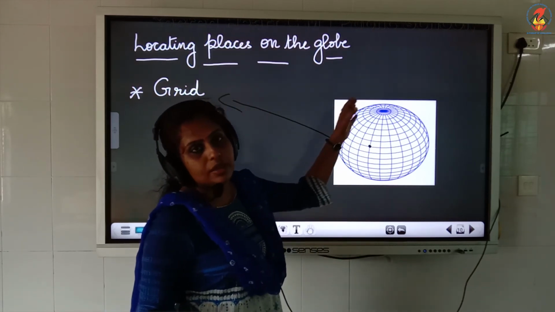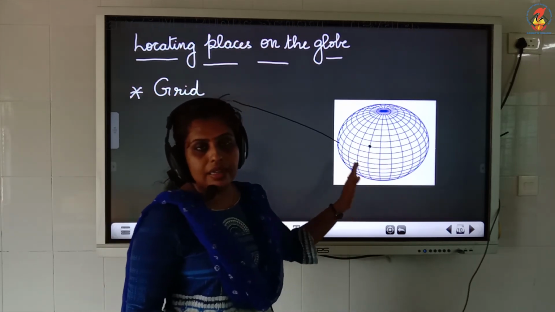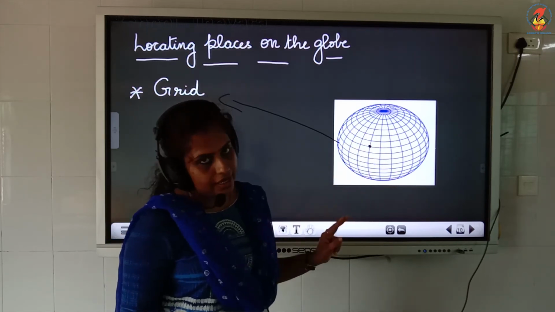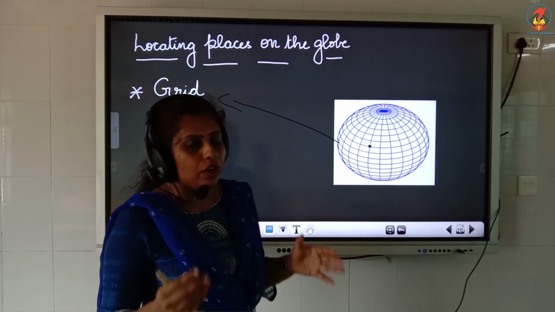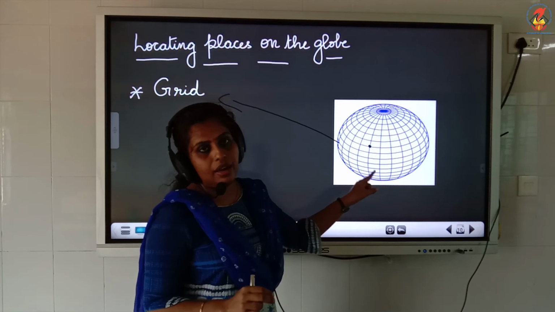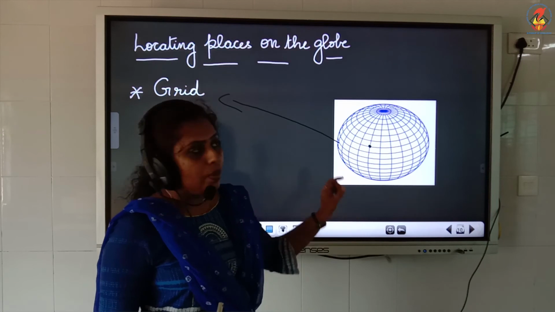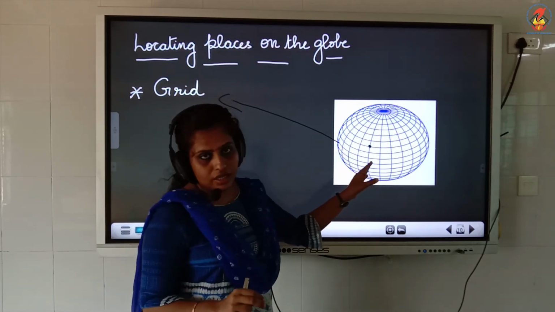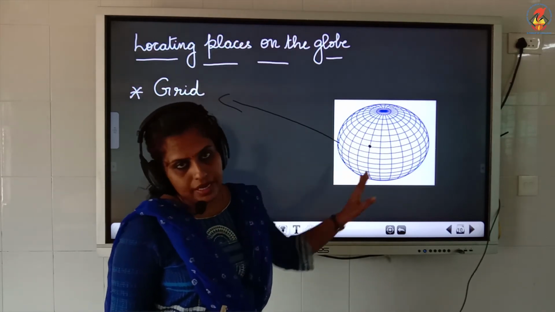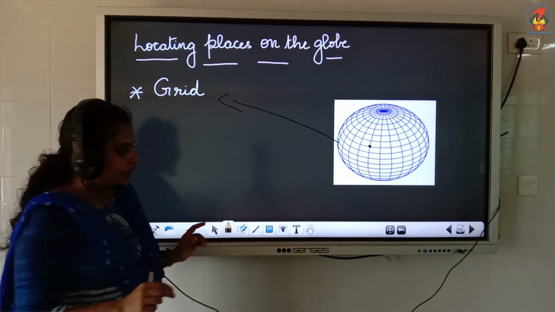So this is what is meant by a grid. The network of lines formed by parallels and meridians is called a grid, and the grid is used to locate places. You cannot simply locate a place; you must know the value of each parallel and each meridian. Then only can we locate the place correctly, at the point where they cross each other. That is what is meant by a grid. Is it clear to you? Now let's move on.